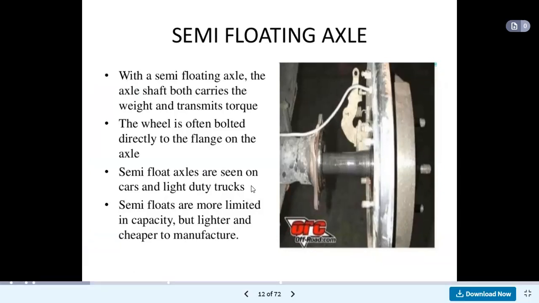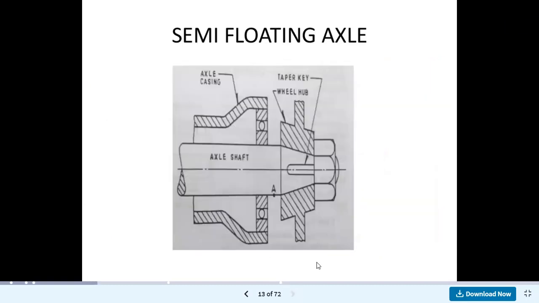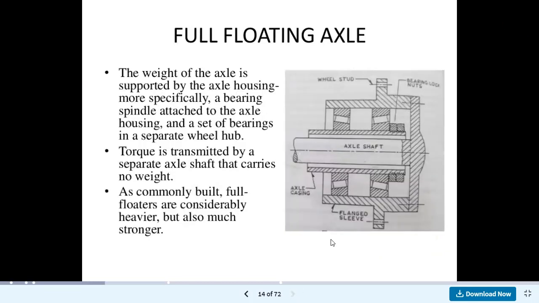Semi-floating axles are seen on cars and light-duty trucks. Semi-floats are more limited in capacity, but lighter and cheaper to manufacture. If we see the semi-floating axle, this is the semi-floating axle. So the axle casing is there, then the taper key is available here, the wheel hub is available, and this is the axle shaft.